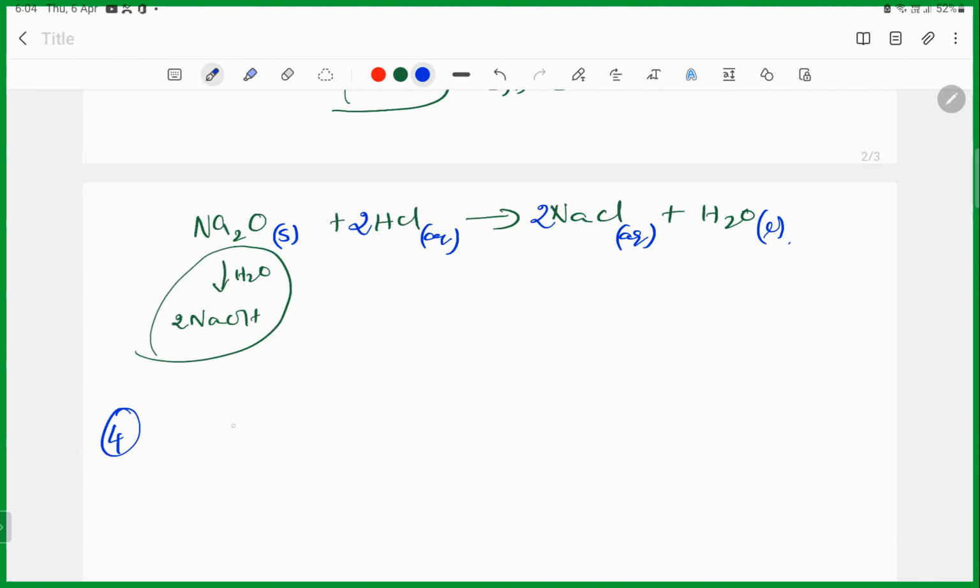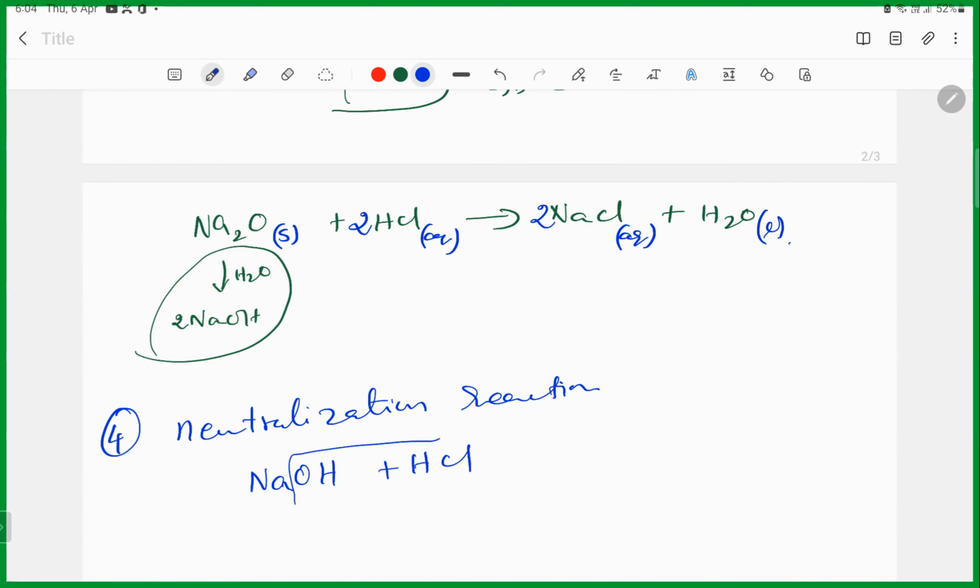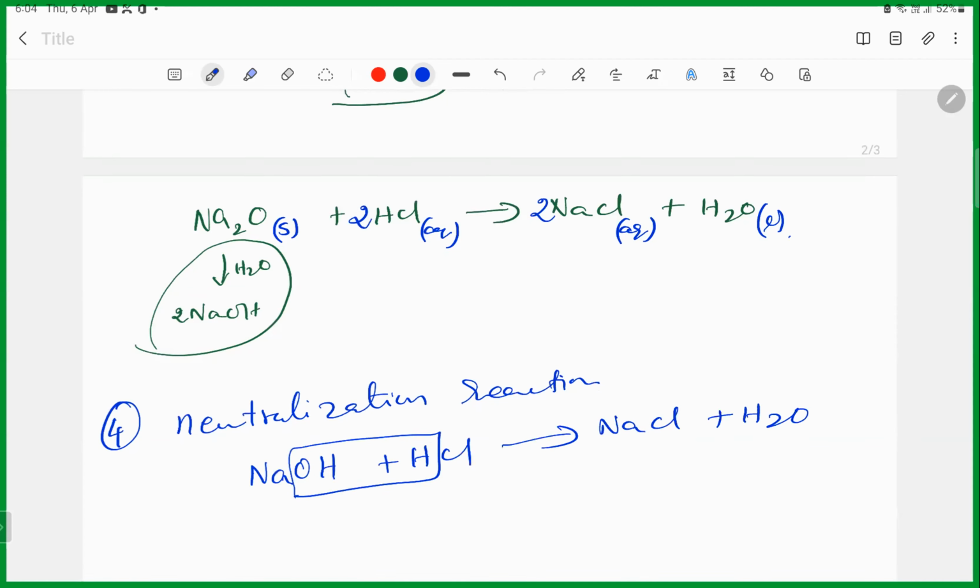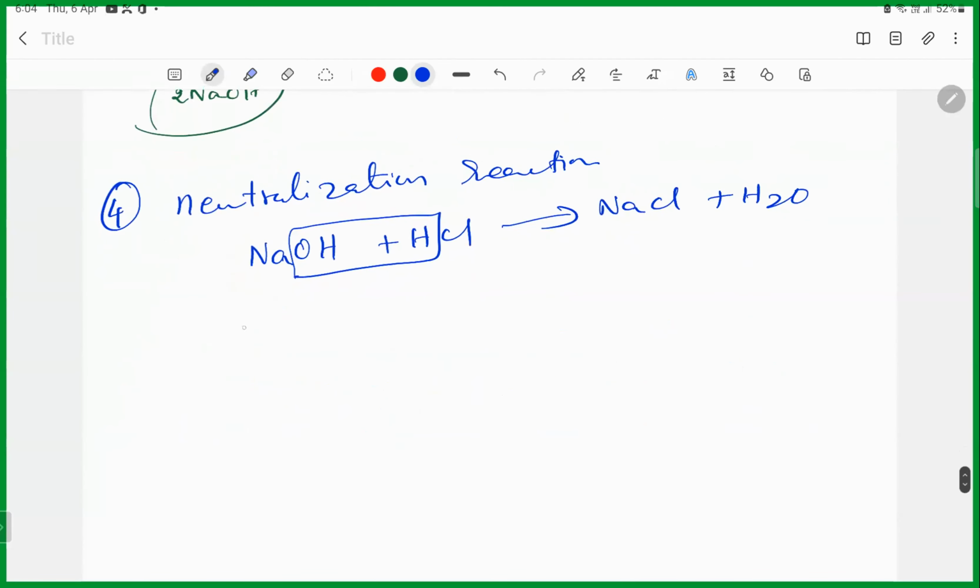And then the fourth reaction: when an acid undergoes neutralization with a basic hydroxide to form salt and water. This is the neutralization reaction. When sodium hydroxide, a strong base, reacts with a strong acid, it gives NaCl plus H2O. Otherwise, it can react with potassium hydroxide and carbonic acid, H2CO3. When water reacts with carbon dioxide, it gives carbonic acid.